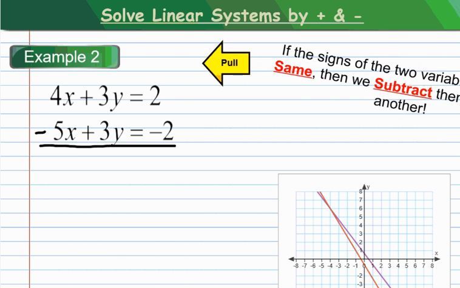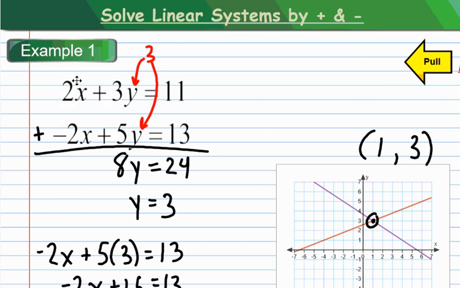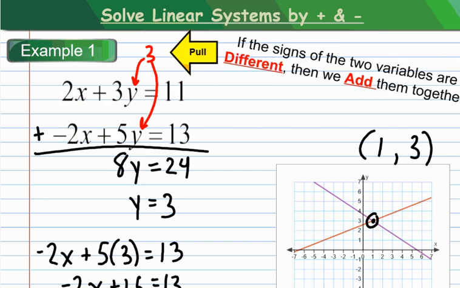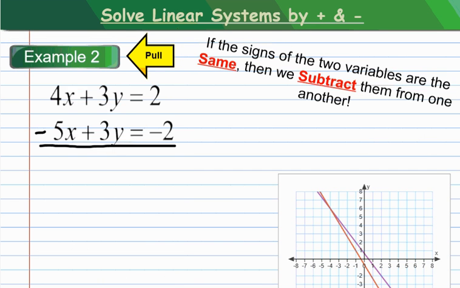So when would I use subtraction? If I have the same sign, these are positive 3y's, then I'm going to subtract. On the last one, why did addition work? Because the x's had opposite signs. So if the signs are different, you're going to want to add them together. If the signs are the same, you're going to want to subtract the two equations.